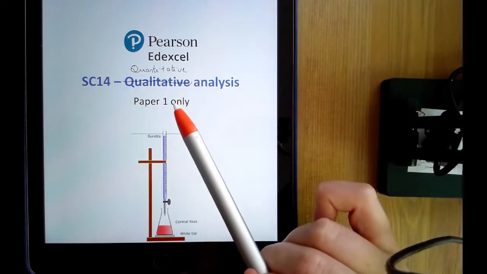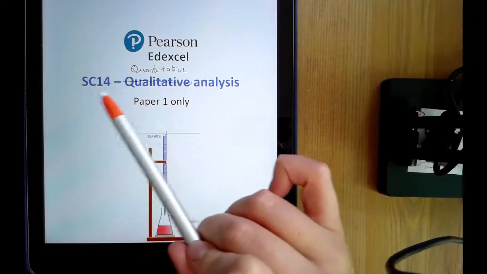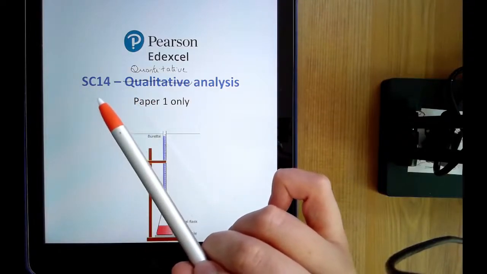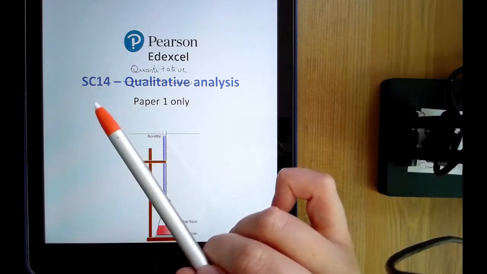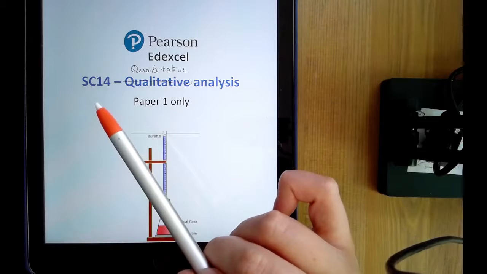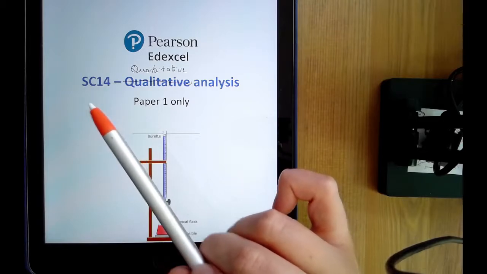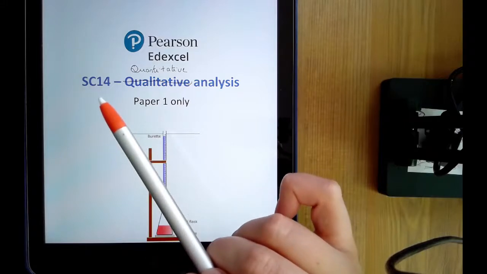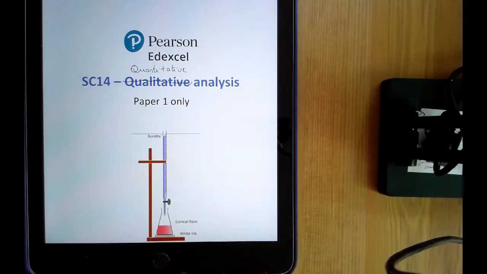It's a paper one only topic, and because it's got the code SC, that tells you that it comes up on the triple paper, but not on the combined. So when I use CC, that tells you that it comes up on the triple and the combined, because CC is combined chemistry. When I use SC as a code, that means it's triple only. The SC stands for separate chemistry.